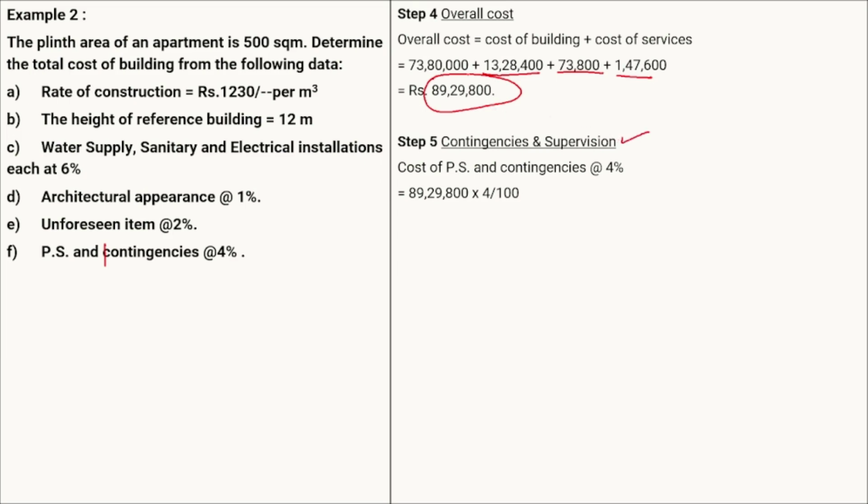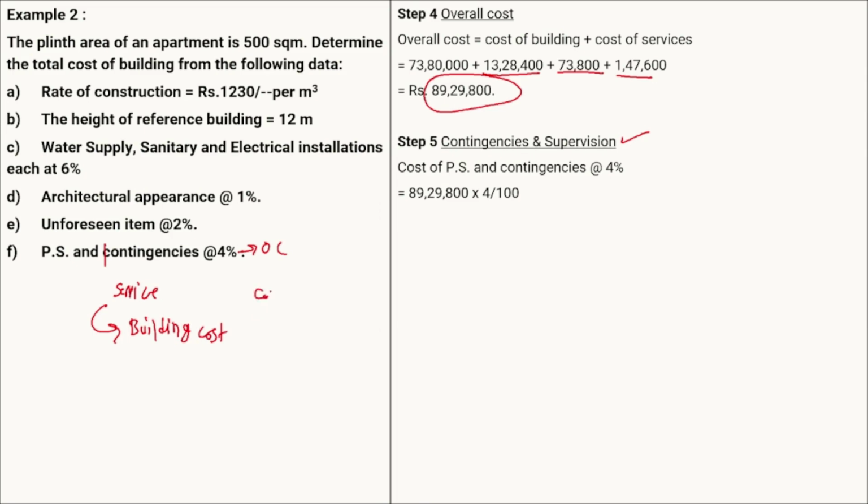Again here there is no mention whether this percentage should be taken on the building cost or on the overall cost. So remember that if it is a service, then for the services we are going to take it on the building cost. If there is any kind of service, electrification, whatever our services are, whatever the percentage is, that should be taken on the building cost.